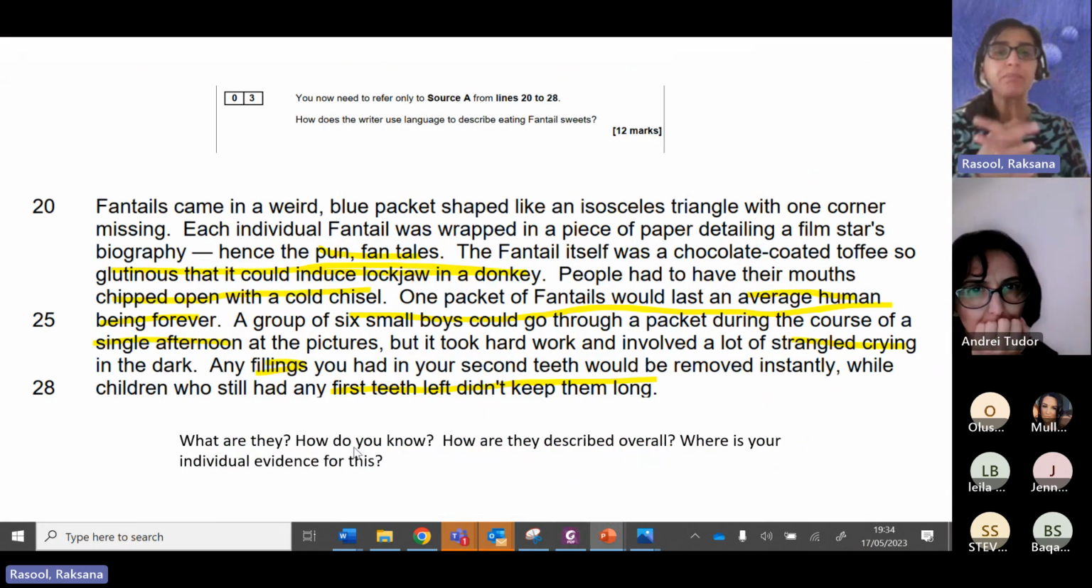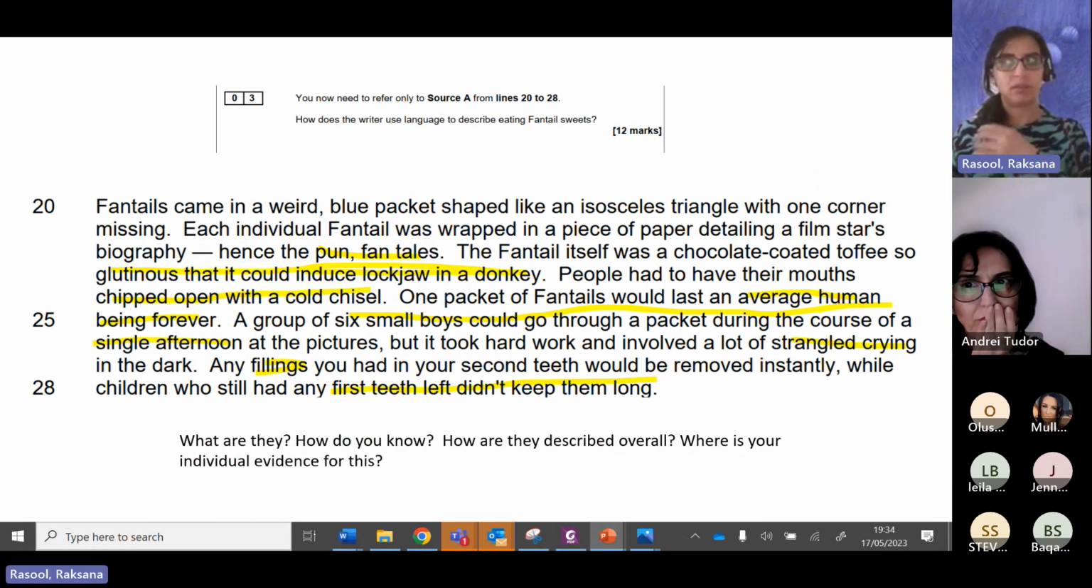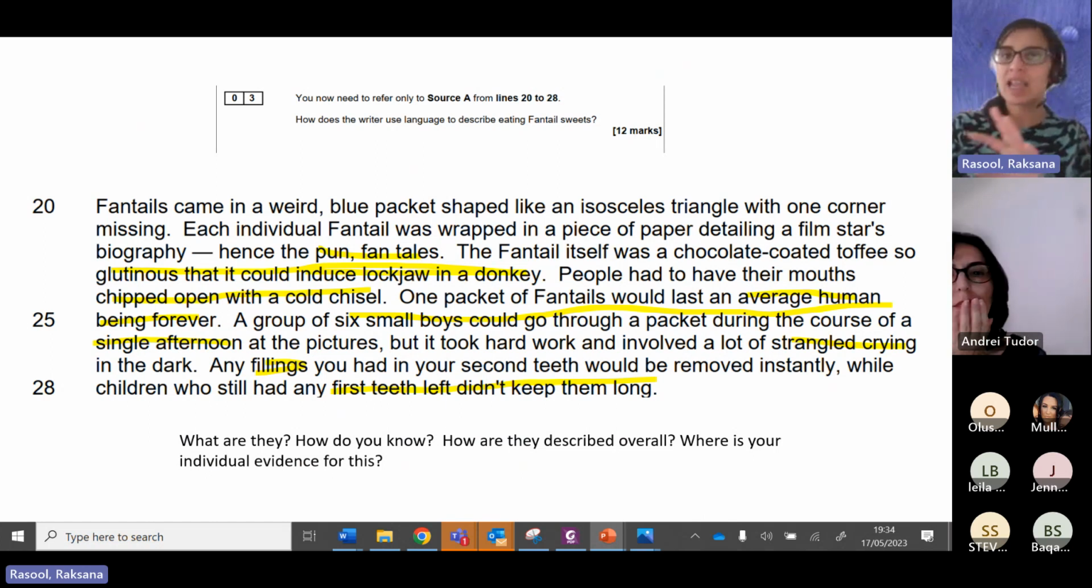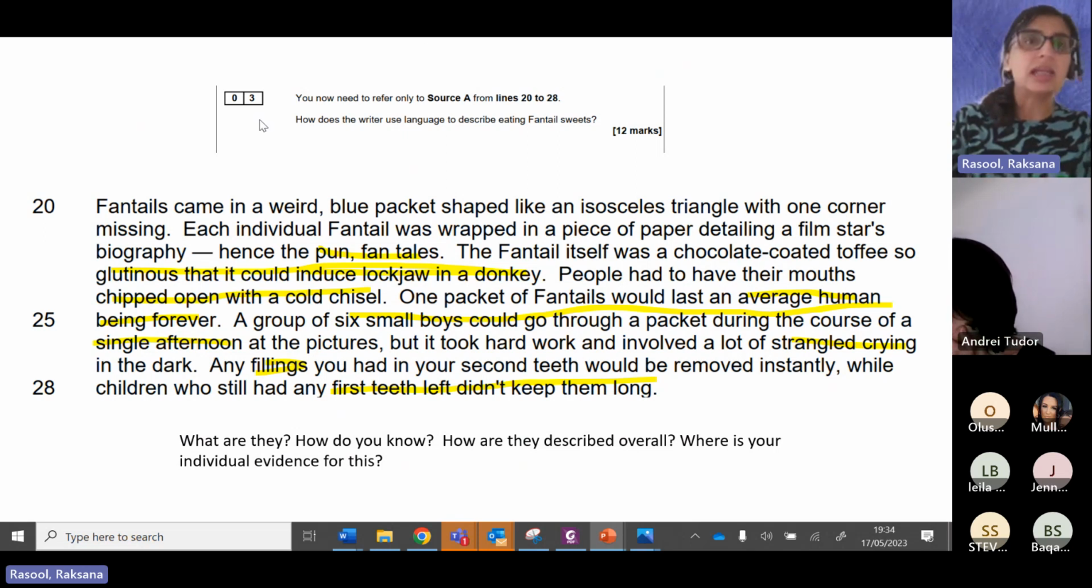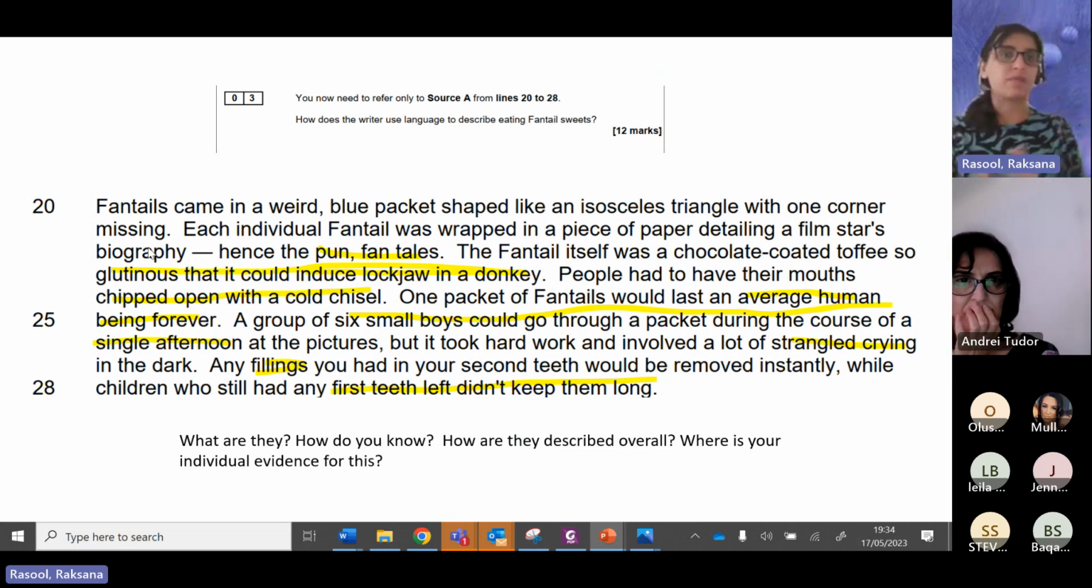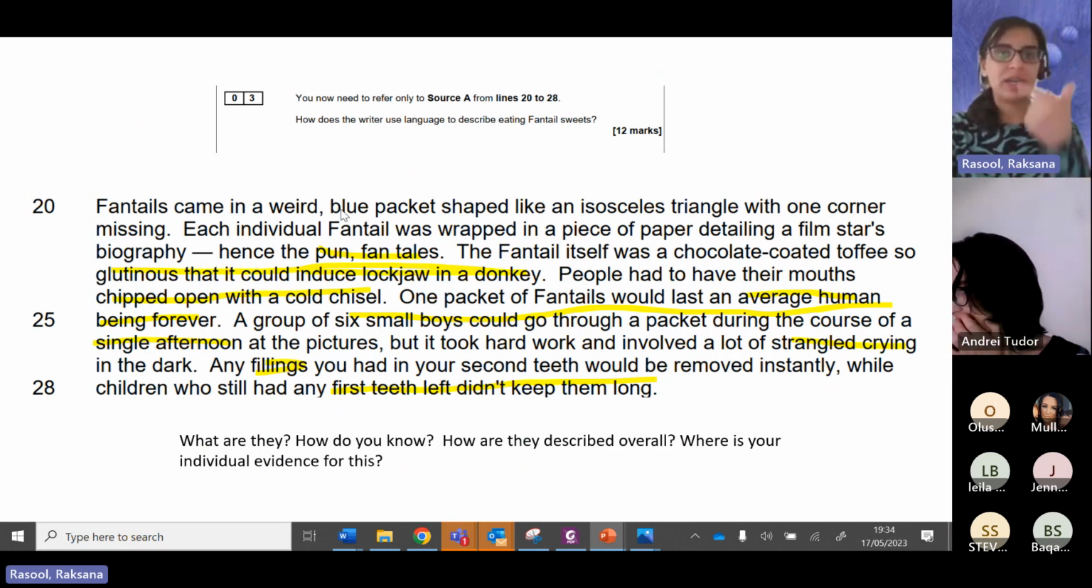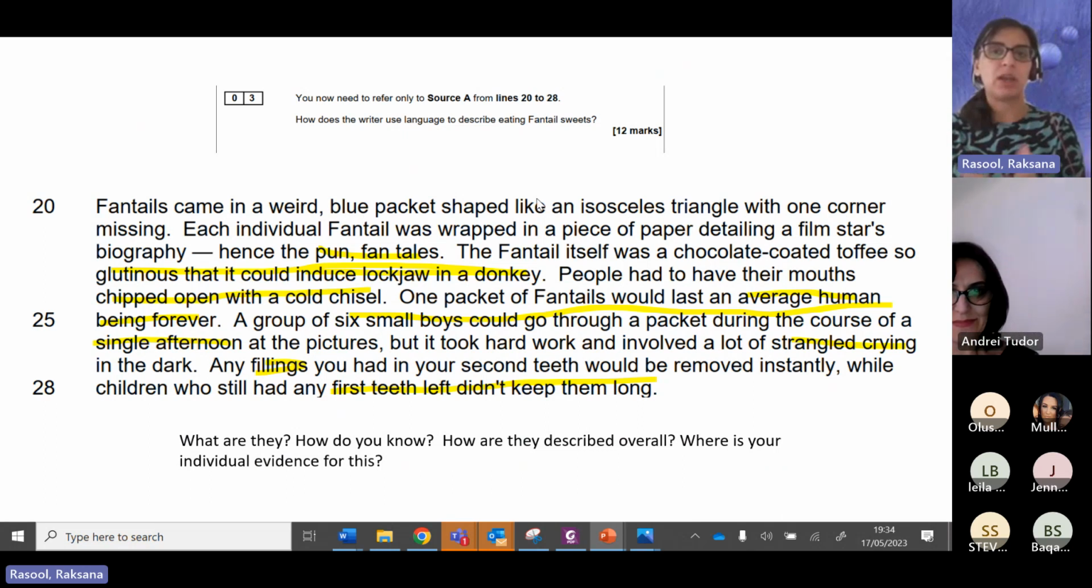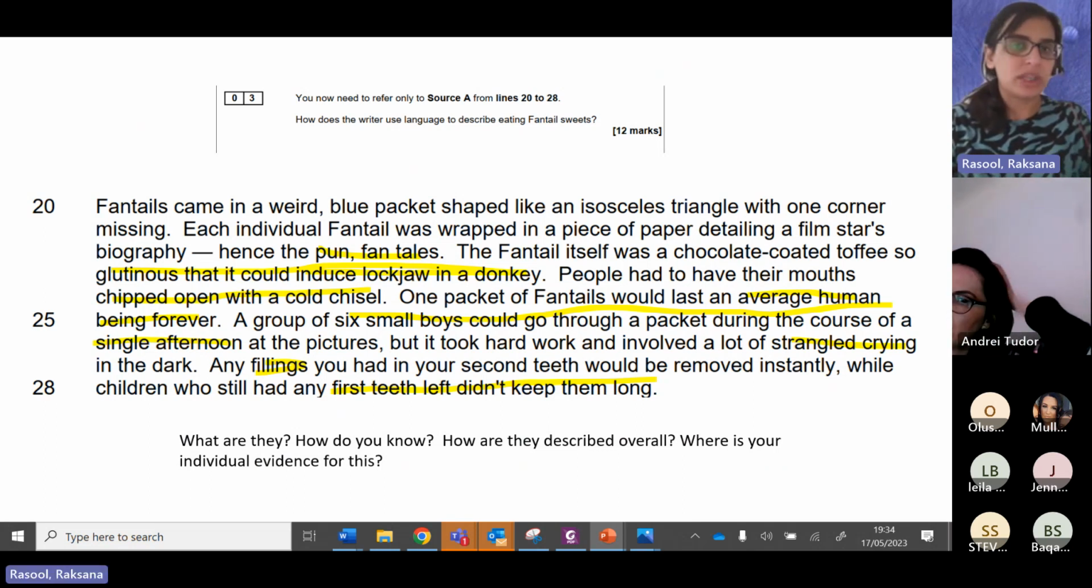You only focus on those lines, okay? Now, the instinct is you're in the exam, you've not got much time. This is worth a good 12 marks, not 8 like paper 1, but it wants you to do exactly the same as paper 1. The instinct is to look at the words "weird, blue packet shaped like an isosceles triangle with one corner missing." Right, that's my first quote. I have got adjectives weird and blue. I've got the fact that it's shaped like an isosceles triangle. Okay, what are you going to say about it? What's your explanation going to be?